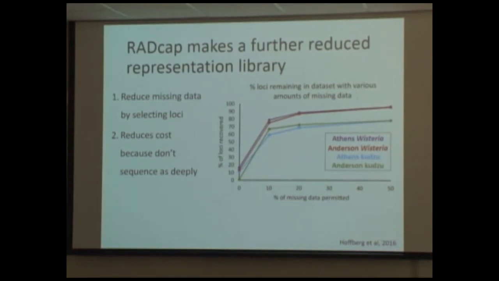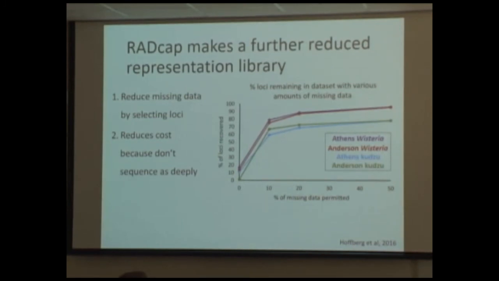Another way we can look at the amount of missing data in RADcap datasets is to look at the size of the data matrix when we allow different levels of missing data. So this is the percent of loci recovered and the percent of missing data permitted. With 0% missing data, I'm throwing away any locus that doesn't have a SNP call for any individual. At 50% missing data, I'm throwing away loci that have missing data for more than 50% of samples. So that's really a lot of missing data.